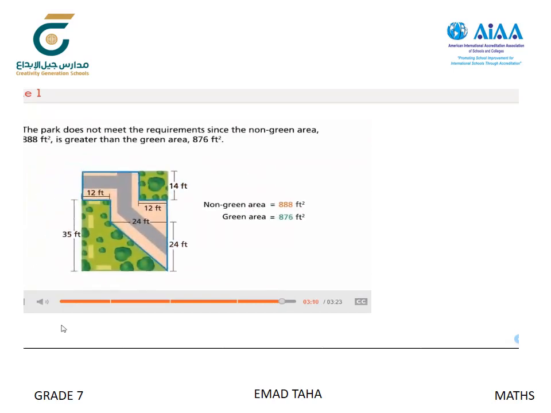The park does not meet the requirements since the non-green area, 888 square feet, is greater than the green area, 876 square feet. Okay, now we move to the practical part for more understanding.